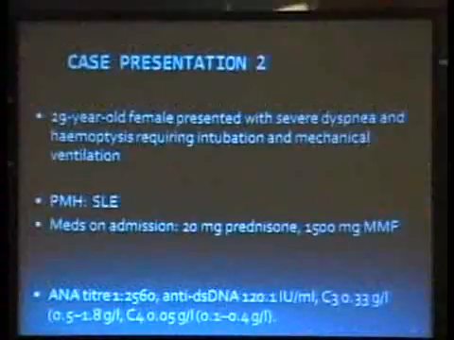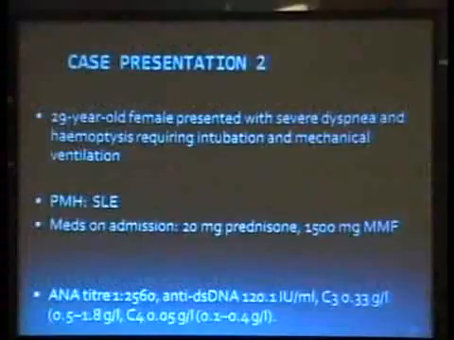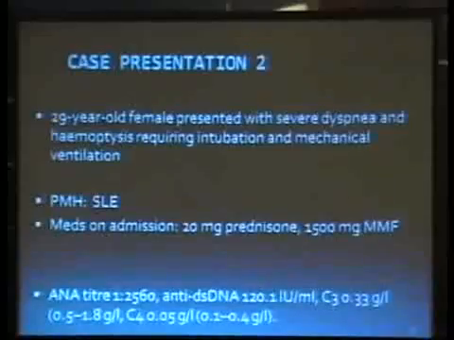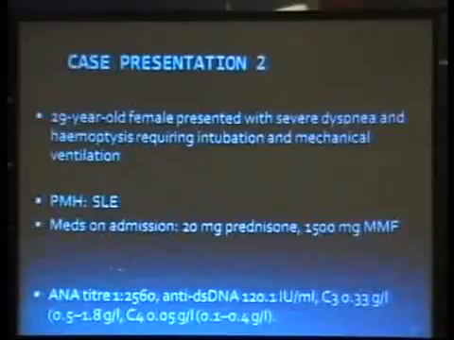My second presentation is actually similar to somebody that I was managing all of last night and early this morning. This is a young woman who came to our ICU with severe dyspnea, hemoptysis, and acute respiratory failure that ended up on the ventilator. She had a past history of lupus. She'd been on some immune suppressives. You've got them up there. When she came in, her ANA titer was very high, her anti-double-stranded DNA was very high, her C3 and her C4 values, you can see, were suppressed, and the normal values were given in the parentheses.